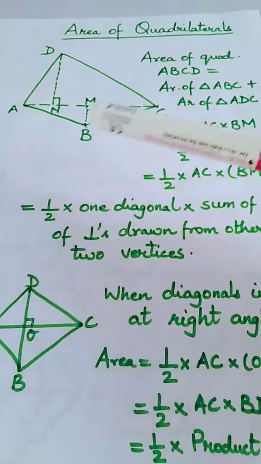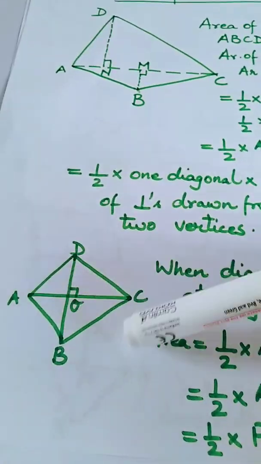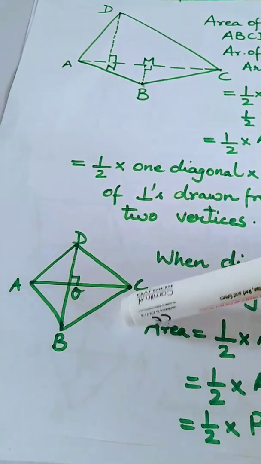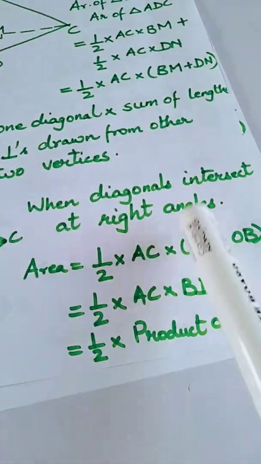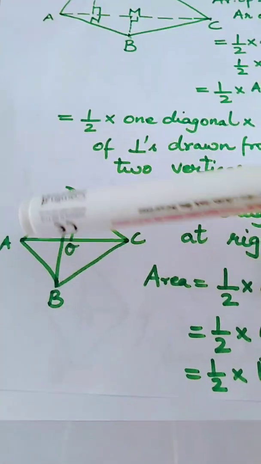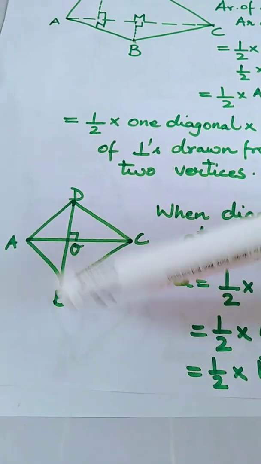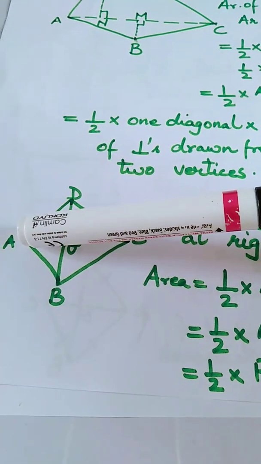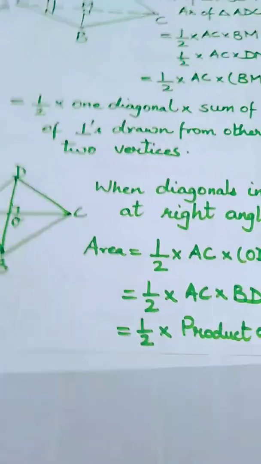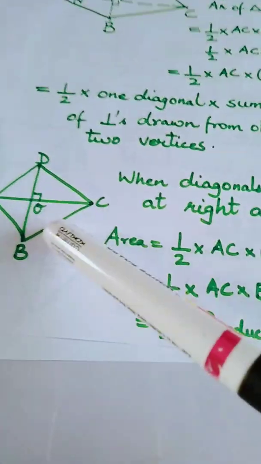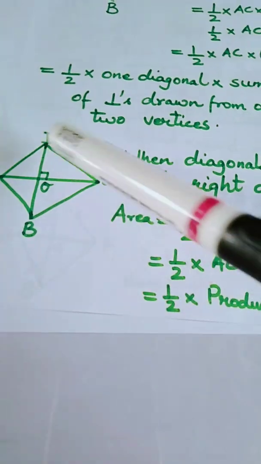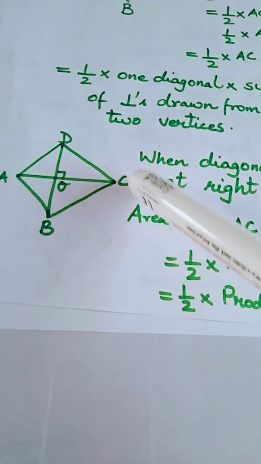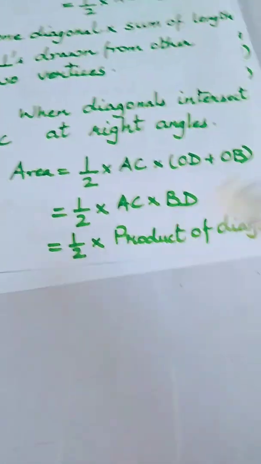Now, if the two diagonals are perpendicular to each other, say in a quadrilateral ABCD the diagonals intersect at right angles, then what can you say? The area of triangle ABC will be half into AC into OB, and the area of triangle ADC will be half into AC into OD. Clear? Half into AC into OD. So if we add these two, what do we get? OD plus OB. OD plus OB will be equal to BD. So we can say half into AC into BD, the product of the two diagonals.